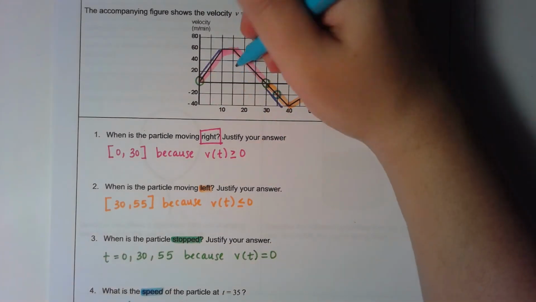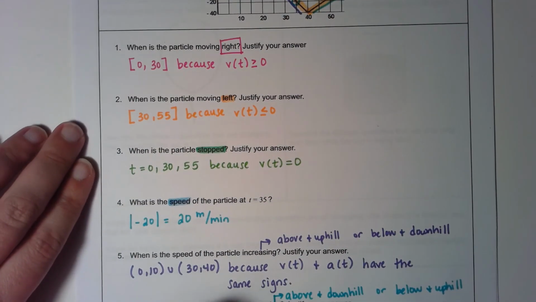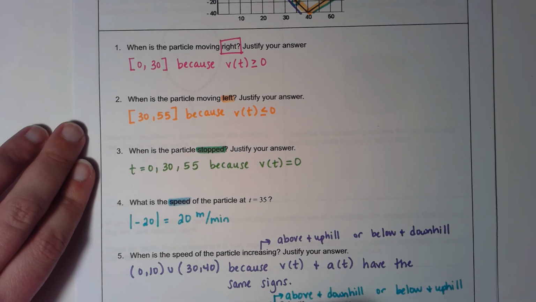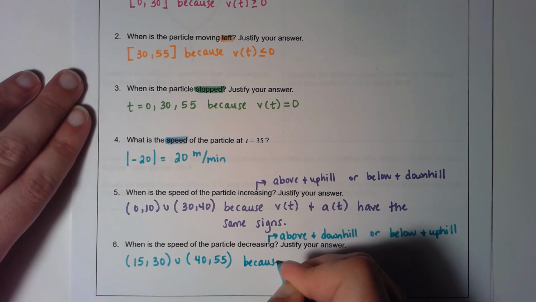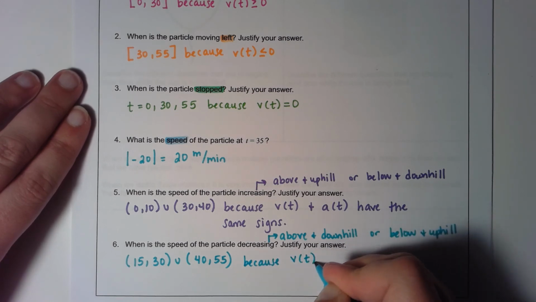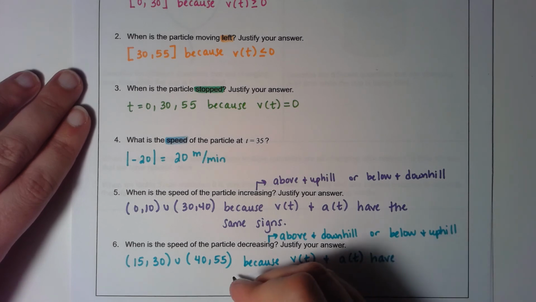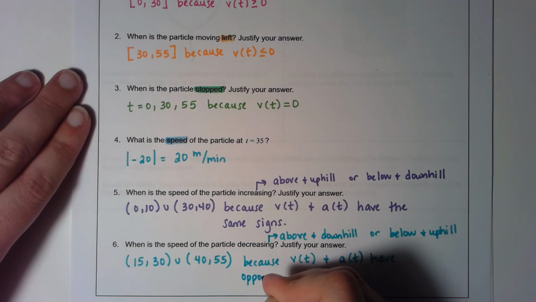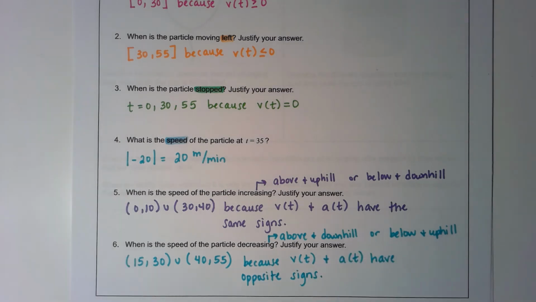So in this case, it would be from here to here and from here to here. So I would say that my answer is from 15 to 30 and also from 40 to 55. There we go. And I would say because v of t and a of t have opposite signs. So one of them is positive and one of them is negative.